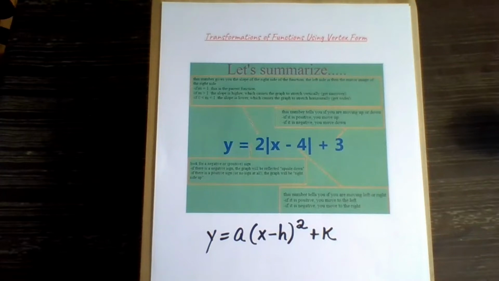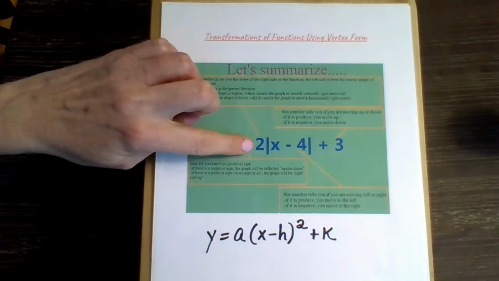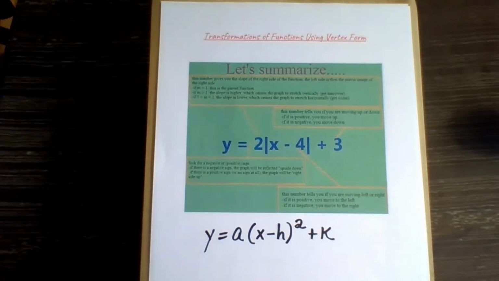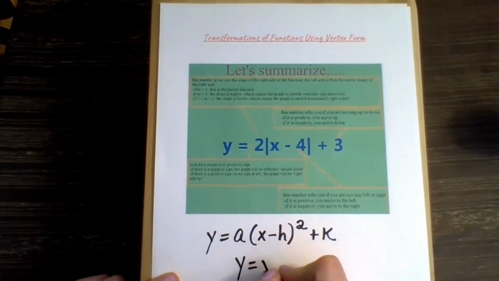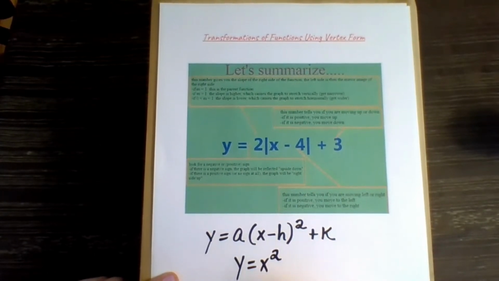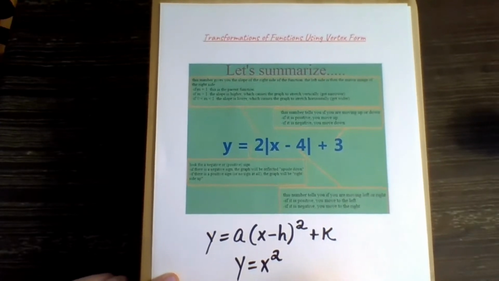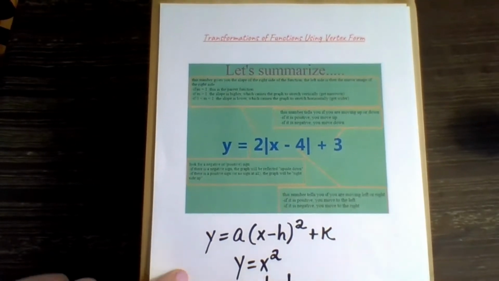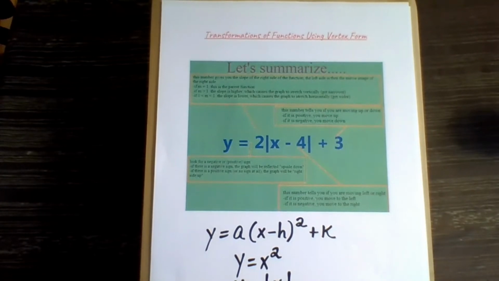So when you look at an equation written in vertex form, this number out in front, in this case it's a 2, that is your a. That number is going to tell you the slope of the right-hand side of what we call a parent function. A parent function is basically the initial function. It's what you have when you have just a very basic plain function. So for a parabola, the parent function would be y equals x squared. If it was an absolute value, the parent function would be y equals the absolute value of x. So it's a very basic standard function.